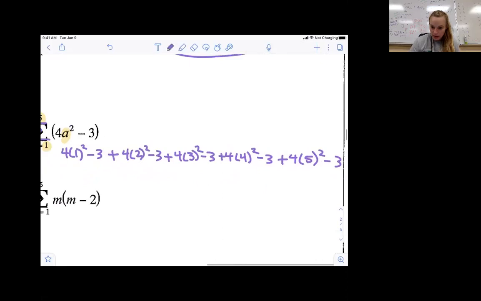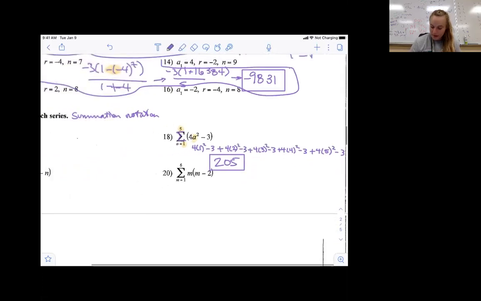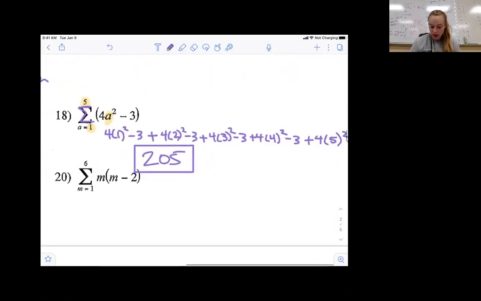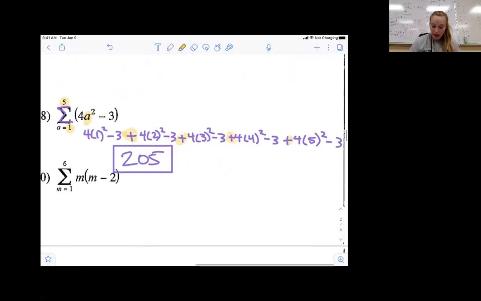Now, you can plug those numbers in. I'm not going to hold your hand through that. That should equal 205. But that's summation notation. The big sigma means to sum, so that's why I have them all added together. Added, added, added. And then each time I'm plugging in 1, then 2, then 3, then 4, then 5, and I just go until it tells me to stop.